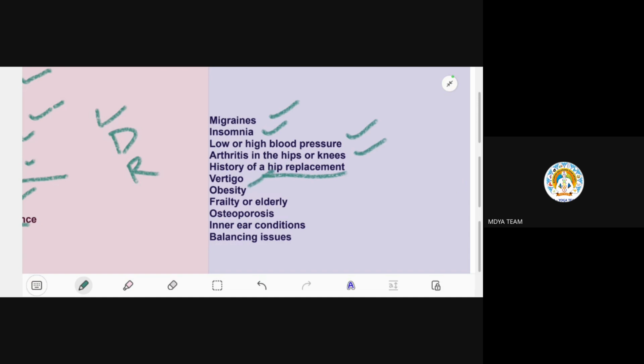Obesity. Why obesity? Because in obesity, though they can do it with the support of the wall, it is not advised because there is a lot of heavy weight, and the person will not get any good amount of self-esteem; they will feel more hurt that they cannot do this.